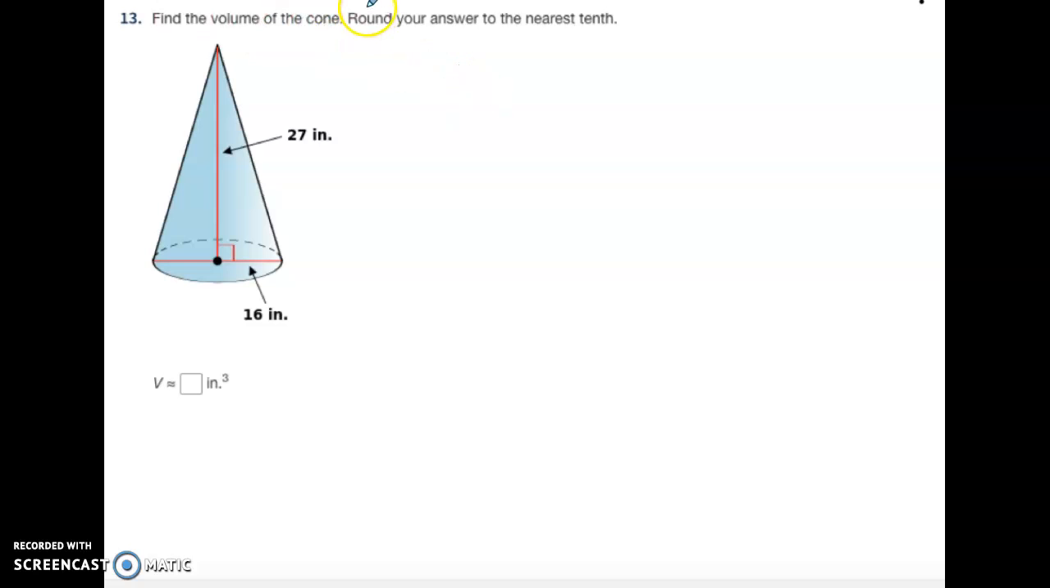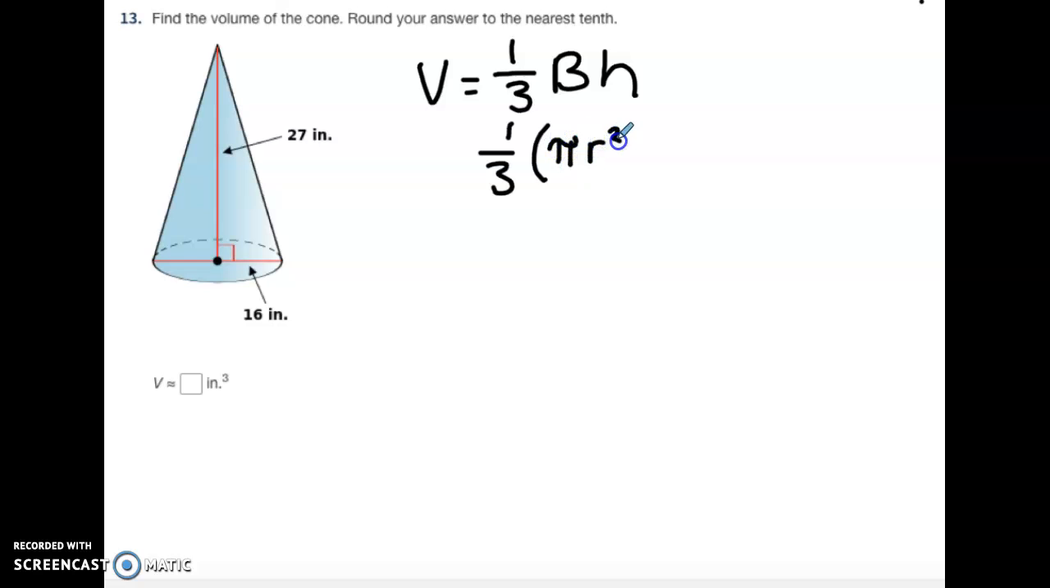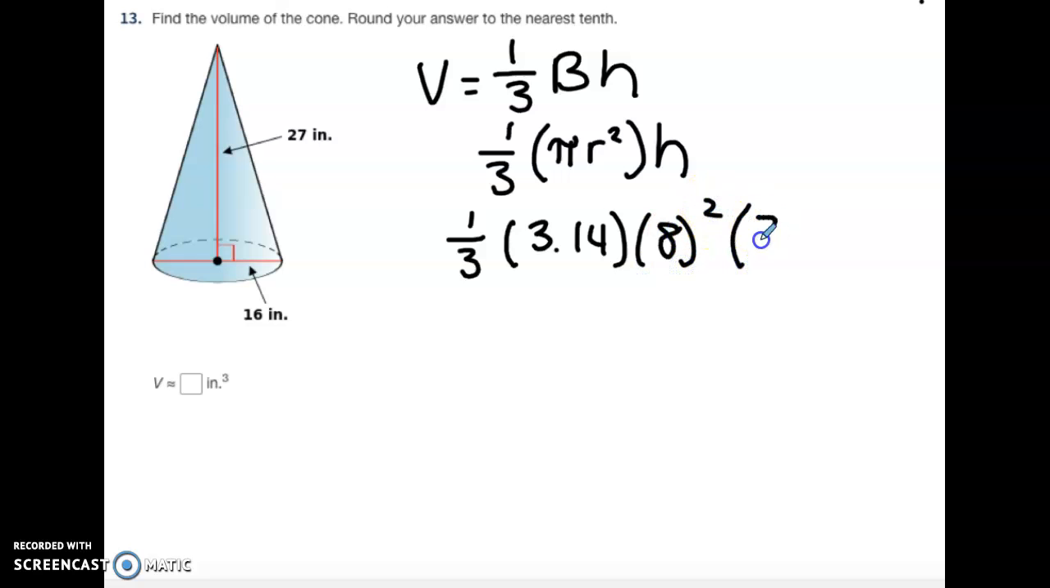So number 13, we want to find the volume of a cone. Volume of a cone is 1/3 base area times height. The base of a cone is a circle, so we want to use pi times radius squared. So let's do 1/3. We'll use 3.14. The radius is 8 because 16 goes across the whole way. That's the diameter. So 8 squared times height is 27. Okay, put that in your calculator. We get 1,808.6 inches cubed.